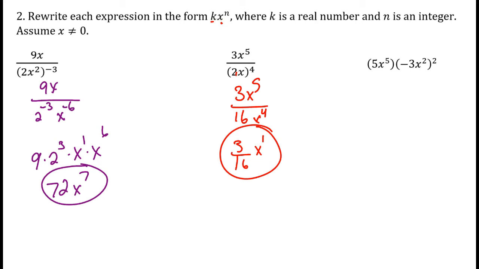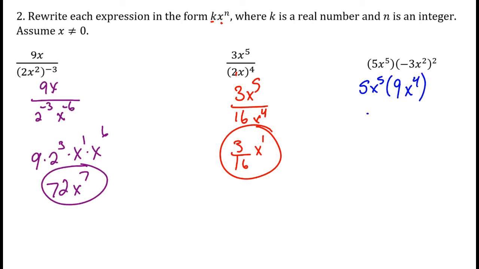And finally, 5x to the 5th times negative 3x squared, squared. Well, let's deal with that power first. Let's deal with this squared first. What's negative 3 raised to the 2nd? Well, it's going to be 9. X squared to the 2nd, a power to a power, is x to the 4th.